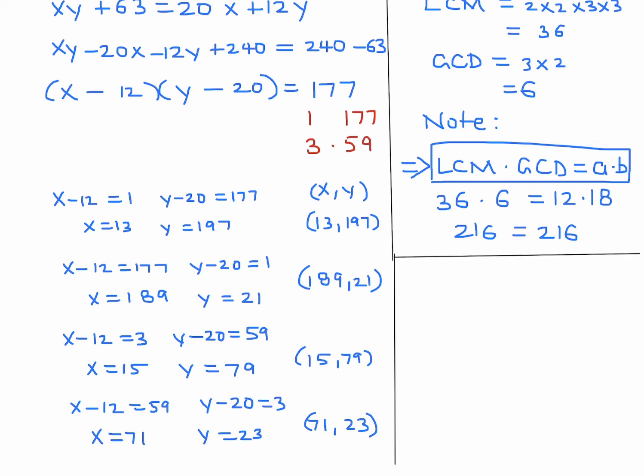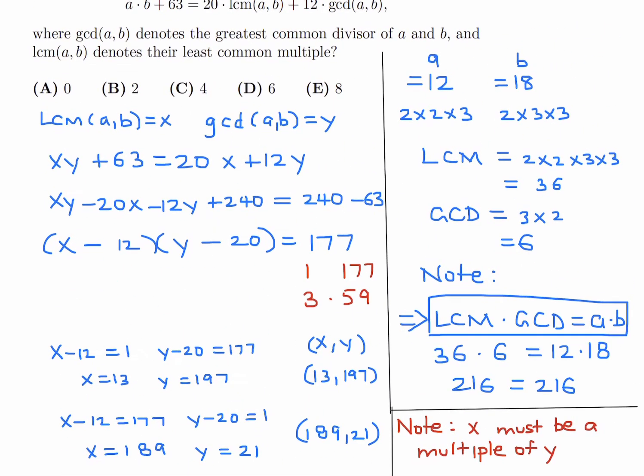Okay, so we've got some possible values for x and y. Now we have to figure out which one of those is actually going to work. Now note, x must be a multiple of y. What is x? What is y? X is LCM, y is GCD. X must be a multiple of y.